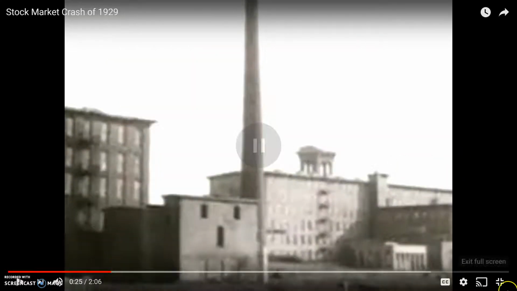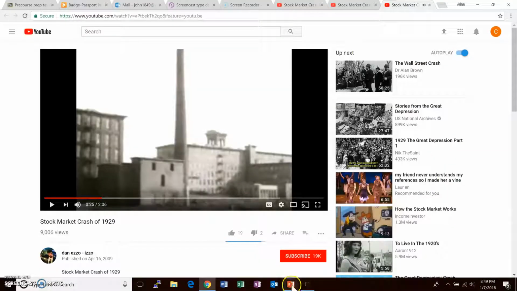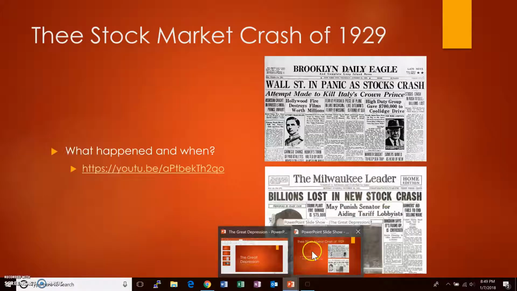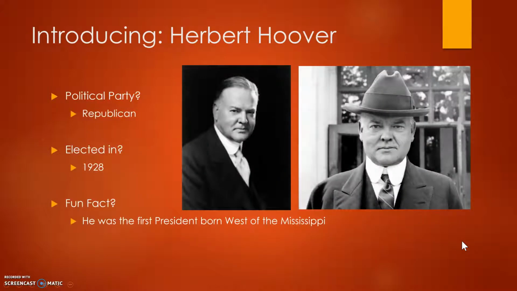And we're going to go back to the presentation now. So, we're going to talk a little bit about Herbert Hoover, who was the president during the beginning of the Great Depression. He was elected in 1928 from the Republican Party, and he ran again for re-election in 1932, but he was beaten by FDR.